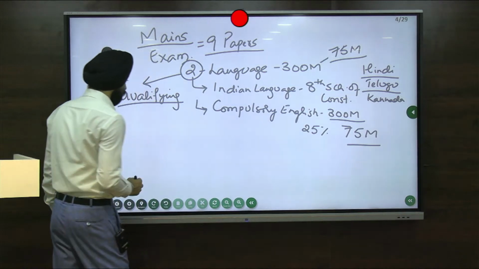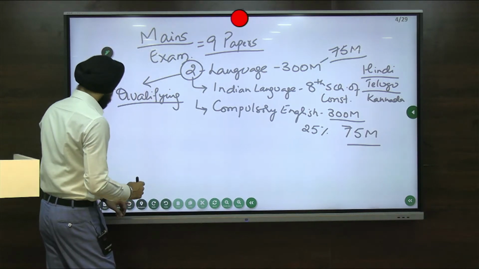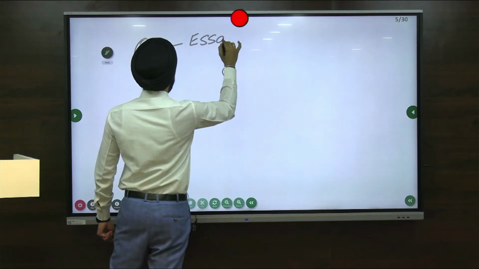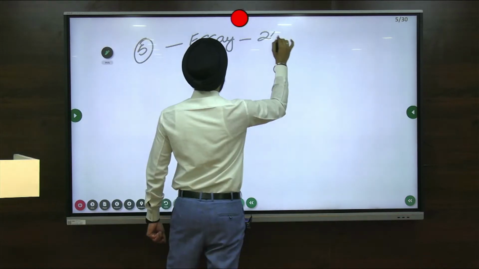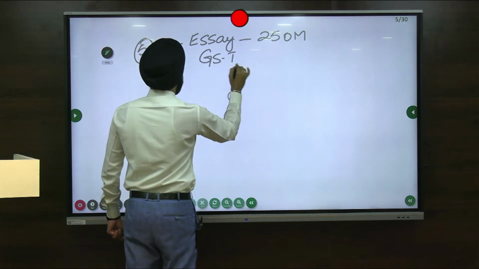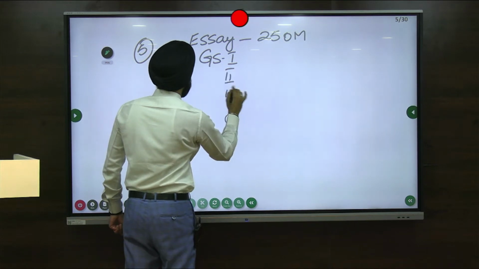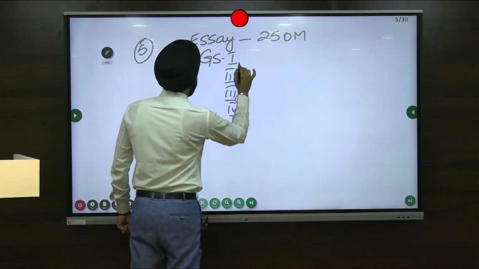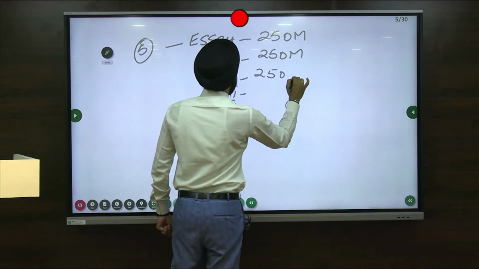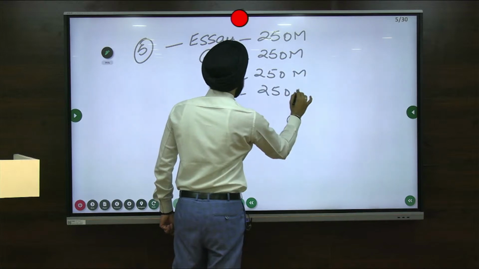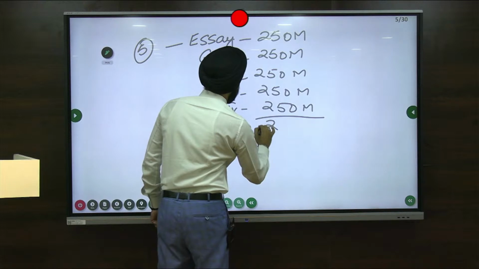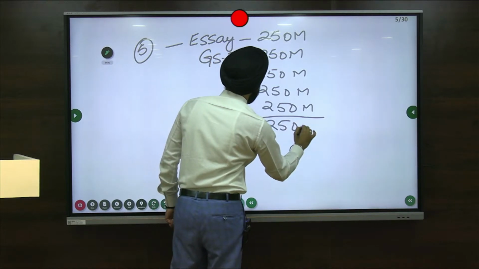After these two qualifying papers, there are 5 most important papers. The first important paper is your essay paper, which is for 250 marks. Then you have the GS1, GS2, GS3 and GS4 papers. All 4 papers are for 250 marks each, making the total 250 into 5, that is 1250 marks, for the GS and essay papers.